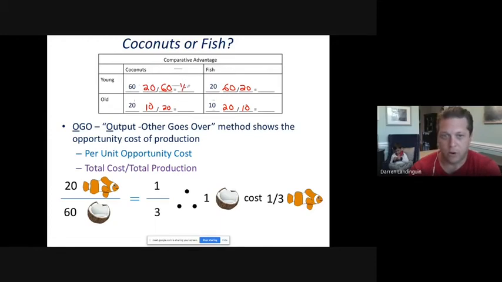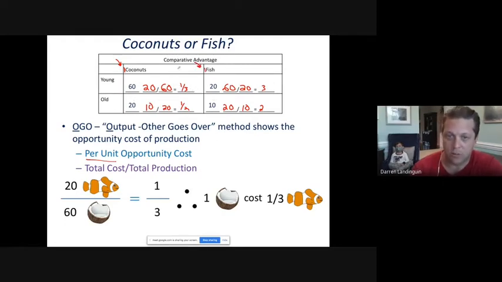So 1/3 over here, and 3. 1/2 over here, and 2. The next step is to analyze what is this 1/3, what is this 1/2, what is this 3, what is this 2. Well, again, it's all about per unit opportunity cost. When we look at per unit opportunity cost, we're saying how many of one item does it cost as I produce one of the other? How many fish does it cost me every time I choose to focus on coconuts? Or how many coconuts does it cost me every time I choose to focus on fish?